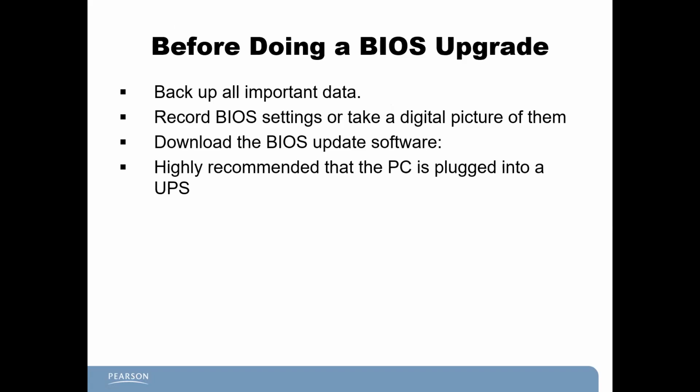Before you do a BIOS upgrade, ensure to back up all important data. Record BIOS settings or take a digital picture of them. By taking a digital picture, you will be able to identify the current version of the BIOS software and identify the exact make or model of your motherboard. Moreover, download the BIOS update software. Most vendors provide an .exe file that requires minimal effort. It is highly recommended that the CPU is plugged into the UPS. Power interruption during a BIOS upgrade may make the entire motherboard unusable.